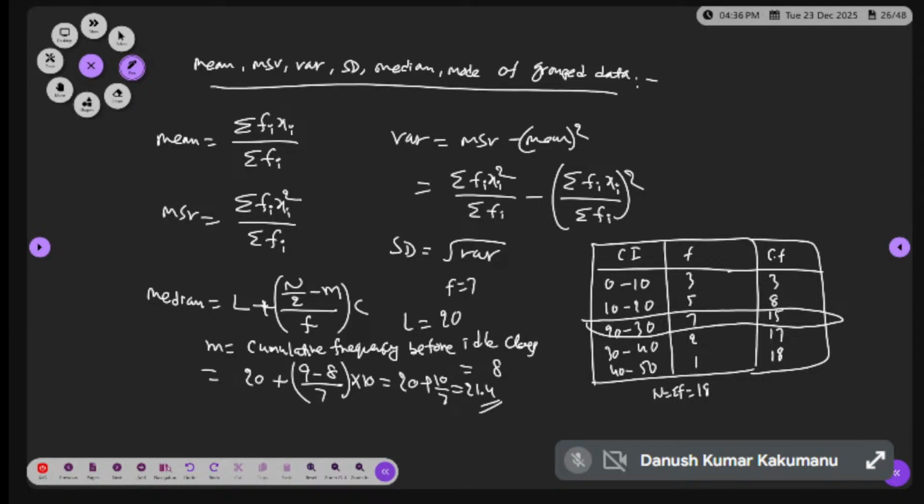That is for what? Median. Then what is the mode? Last concept, mode. This is clear now? What is the mode formula? Mode. Let's go to next question. Last mode.